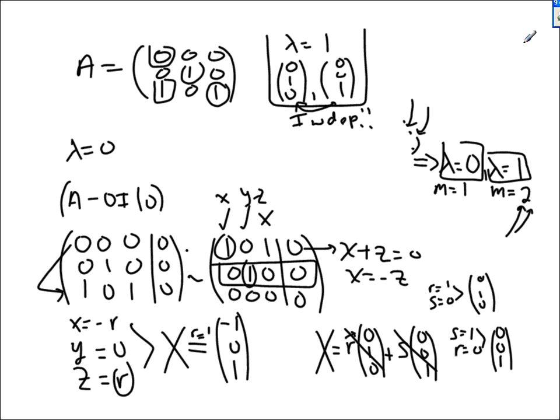Okay, now, when lambda is equal to 0, we get negative 1, 0, 1. This is clearly independent because this vector here is the only one that affects the first entry. It's the only one that has a non-zero entry. So, yeah, I found 3 linearly independent eigenvectors.